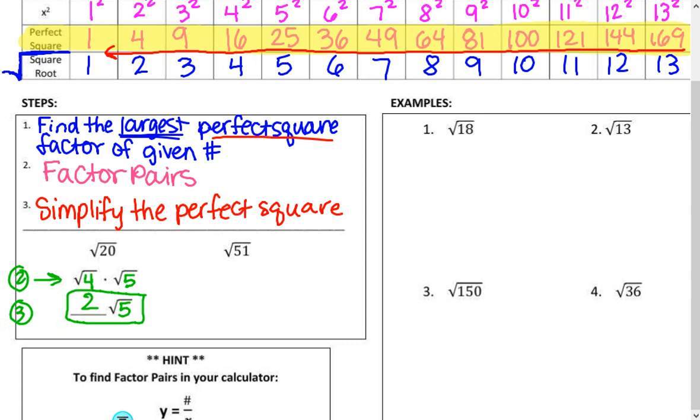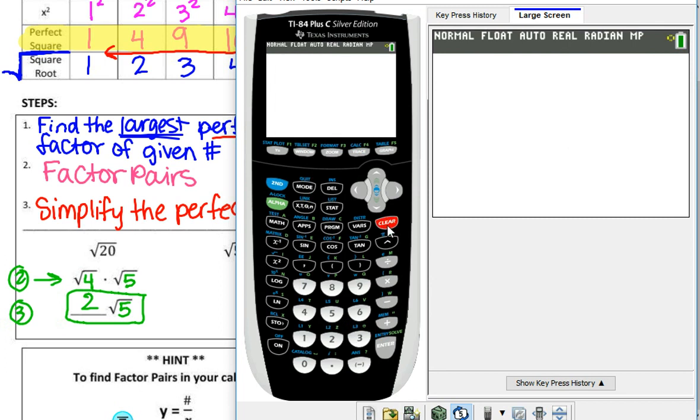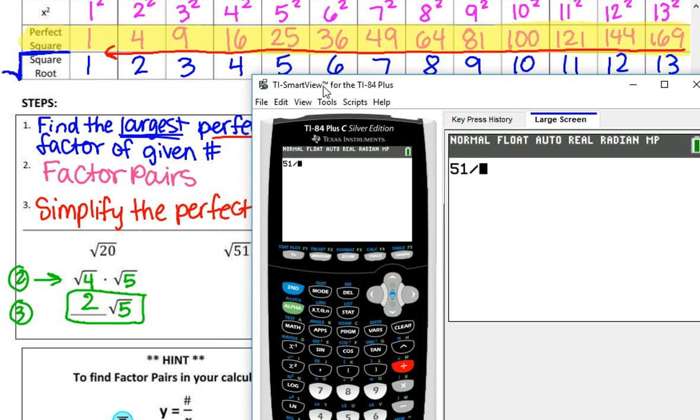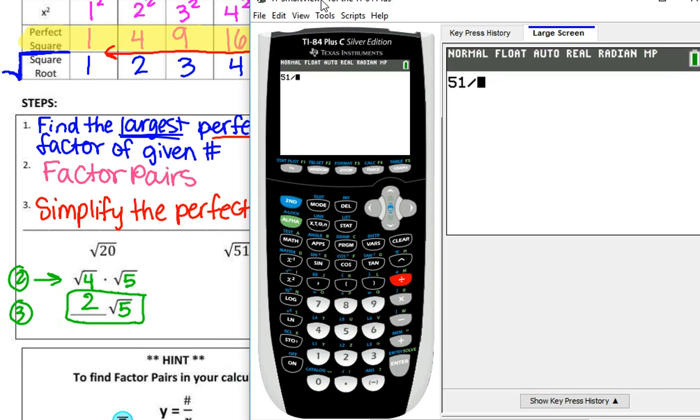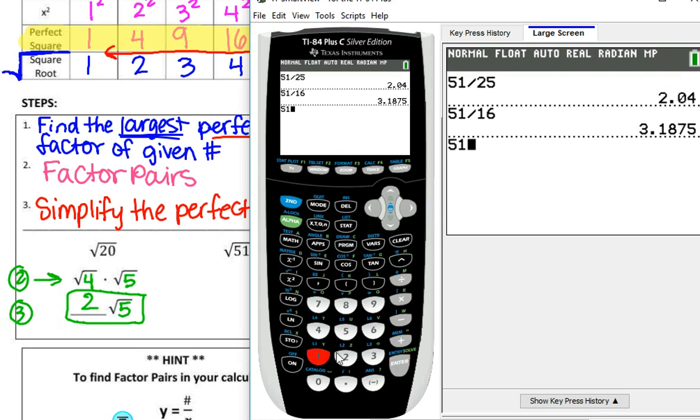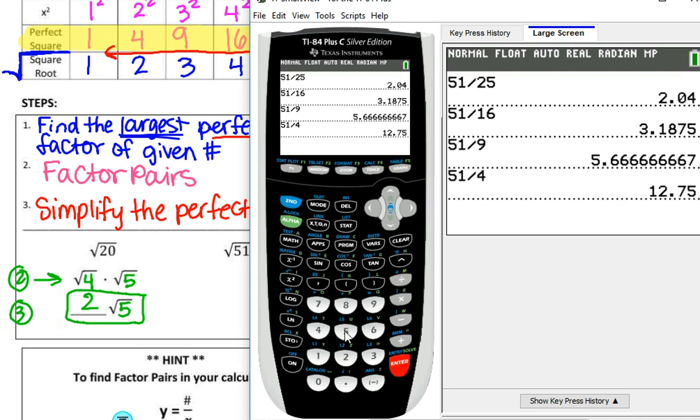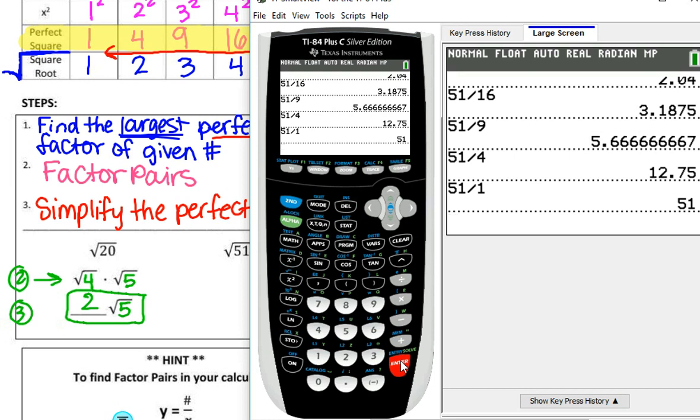Next, let's look at the example square root of 51. Alright, so again, work down your list. Okay, I want to do 51 divided by, okay, probably not 49, probably not 36, but maybe 25 if you're not sure. Alright, it's not that one, so I'm going to go down to the next number. I'm going to try 16. Doesn't work. 51 divided by 9. Nope. 51 divided by 4. Nope. 51 divided by 1. Well, obviously 1 is going to work because 1 works with everything.